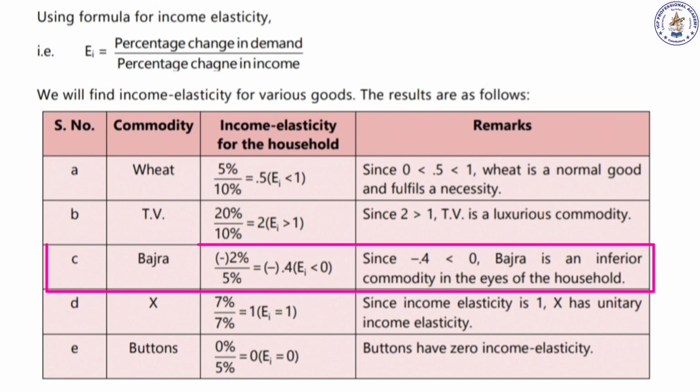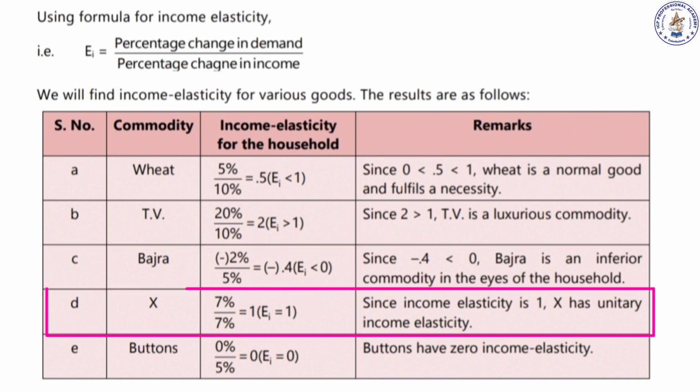Next, going to bajra, we see that the household now is ready to spend only 5% of his income, whereas the demand falls by 2%. When the demand falls, the income elasticity becomes negative, where EI is less than 0, that is -0.4. So we can understand that it is an inferior commodity. He is ready to go in for any other commodity instead of bajra.